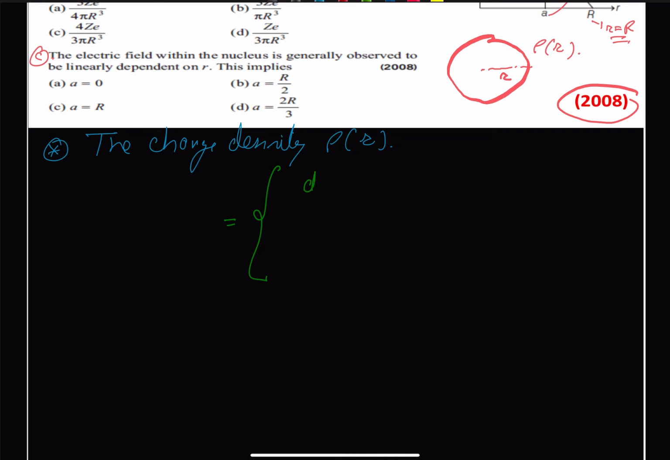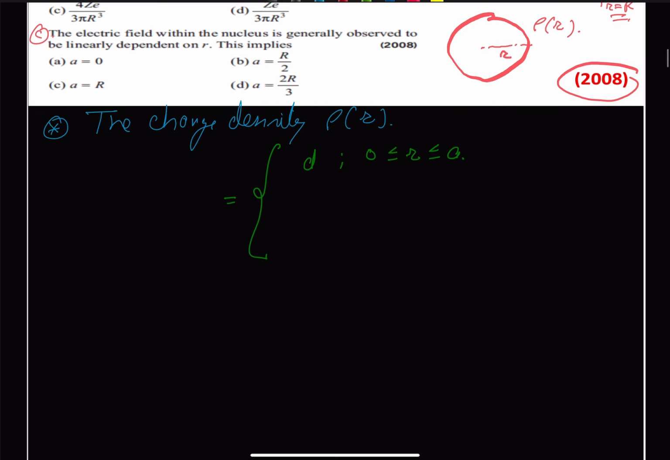It is going to have a constant value D for 0 less than r less than or equal to A, and it is going to have a decreasing line equation, which can be written as D multiplied by (capital R minus small r) divided by (capital R minus A), when A is less than r but less than or equal to capital R, and finally it is going to have a zero value for r greater than capital R. So this is the equation for our charge density based on the graph.